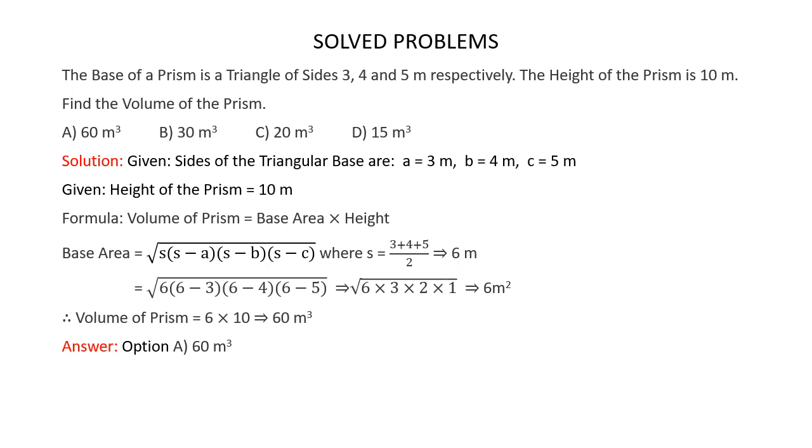Now substituting the value of s in the formula here, we get base area is equal to square root of 6 multiplied by 6 minus 3 multiplied by 6 minus 4 multiplied by 6 minus 5. On solving this, we get the base area as 6 meters squared. So now we know the base area is 6 meters squared and height of the prism is given as 10 meters. Substituting these values in the formula here, we get volume of the prism is equal to 6 multiplied by 10, which is 60 meter cubed. So the correct answer is option A, 60 meter cubed.